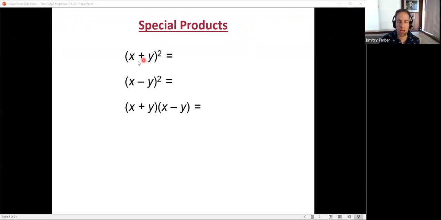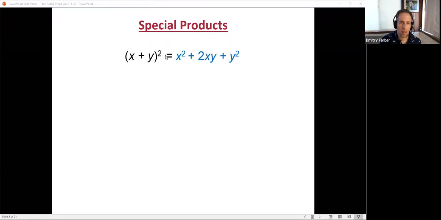If I do x plus y quantity squared, you call this a square of a sum, what do I get? What do I get when I do that? We'll end up squaring the x's because we'll FOIL that out. We'll end up squaring the y's, and then we'll have two of the middle. And so you can think of this as x squared plus 2xy plus y squared.